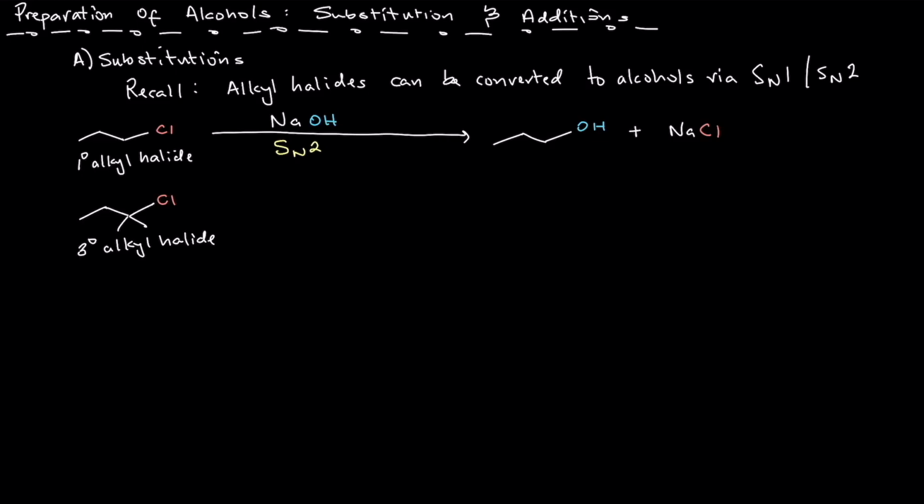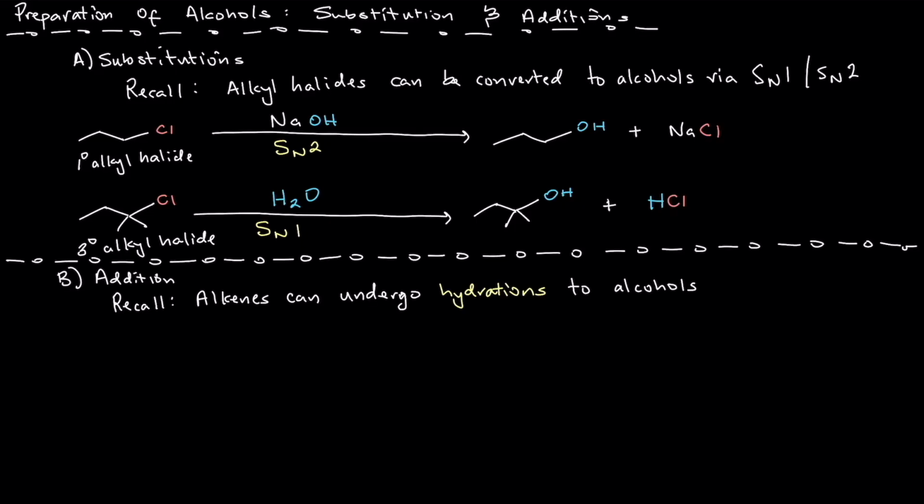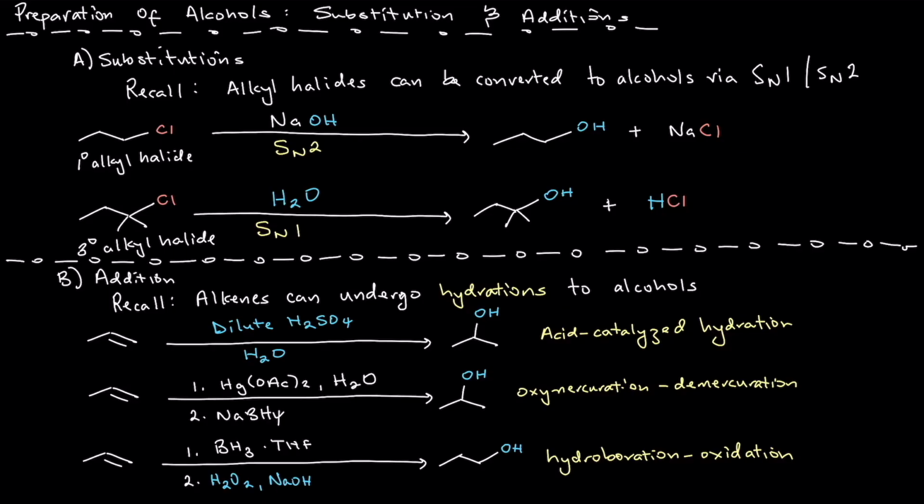On the other hand, if you take this tertiary alkyl halide, you can react that tertiary alkyl halide now with a weak nucleophile, weak base, because you want to avoid E2 elimination. So instead of sodium hydroxide, you want to use water in this case. And through an SN1 pathway, you're going to substitute out that chlorine with an OH group and then form HCl as your byproduct. So recall once again from previous chapters that alkenes can undergo hydrations to be converted into alcohols. But in all of these cases, you're essentially preparing alcohols through addition chemistry on an alkene.